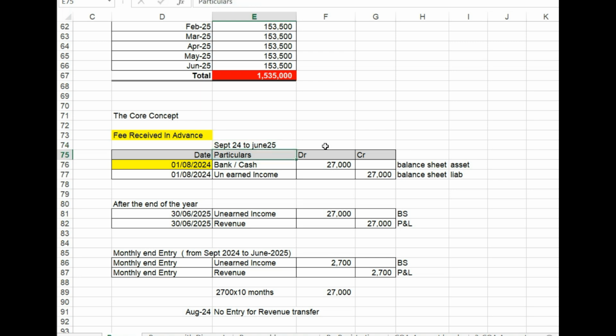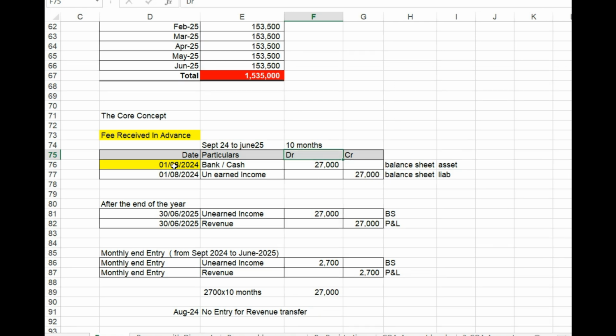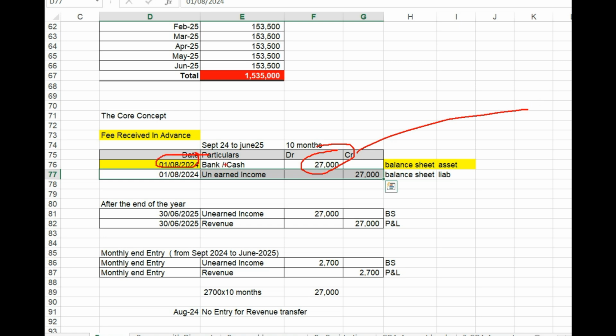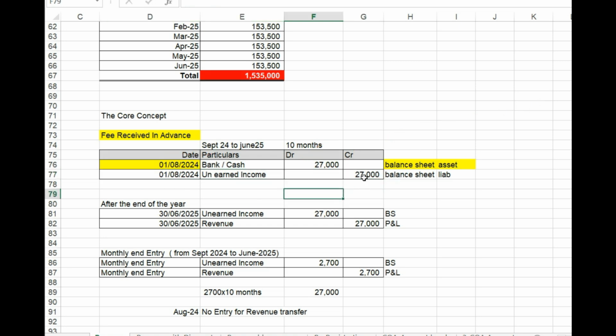So this is for 10 months, right? This cash will be in the balance sheet. This is your asset, and as far as this amount is concerned, you will not recognize this 27,000 as your income on 1st of August 2024, but you will recognize this as your unearned income, which is a liability, and will be presented in the balance sheet as the liability.